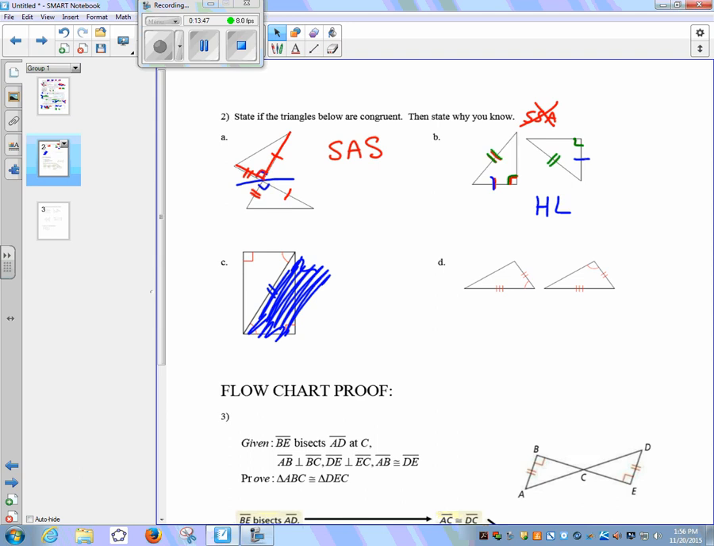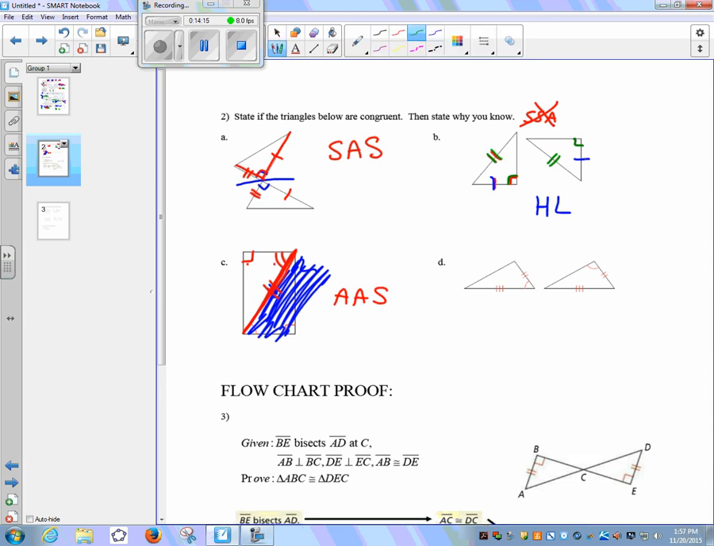You have a right angle, you have another angle, and you have a hypotenuse. Is that HL? Nope. This one is going to be two angles and a side not between them, so that's AAS. The side is not between the two angles. AAS. Okay, now let's look at part D.